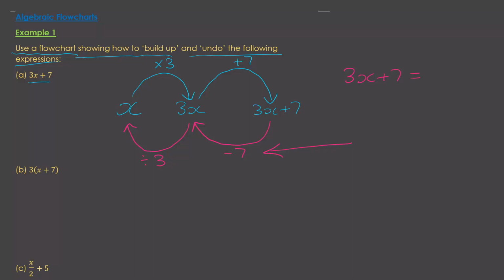So let's look at the second example. If we start with the x here, because it's in the bracket, the first thing that happens is that we add the 7 to get x plus 7. Then to multiply the whole of the x plus 7 by 3, we have to introduce the brackets. So to go in the other direction, we're going to divide by 3 and then subtract 7.